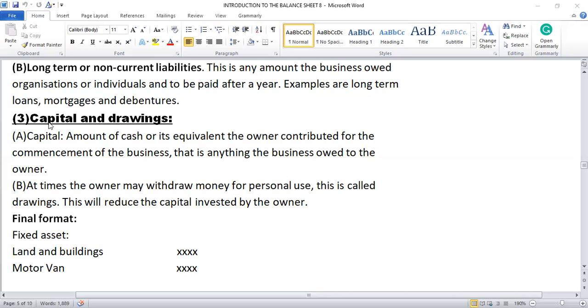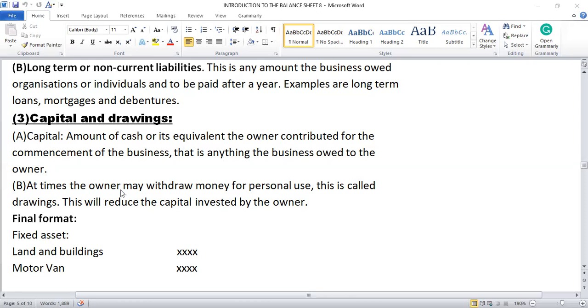Then the capital, we have the capital and drawings. A, what's the meaning of capital? It is the amount of cash or its equivalent the owner contributed for the commencement of the business. That is anything the business owes to the owner. So whatever the owner contributes to start and run the business is what? Capital. And it's the amount that the business owes to the owner.